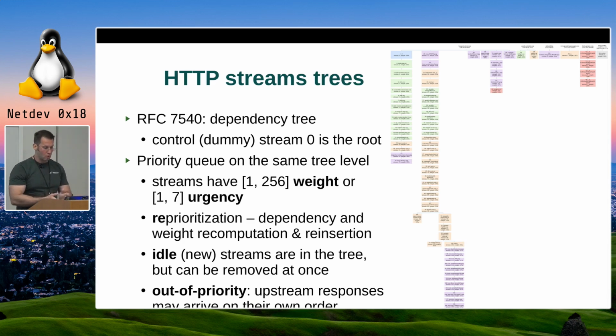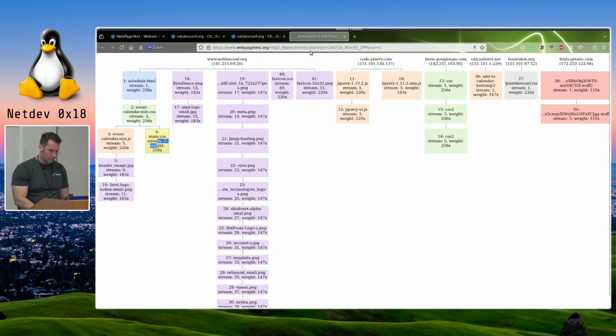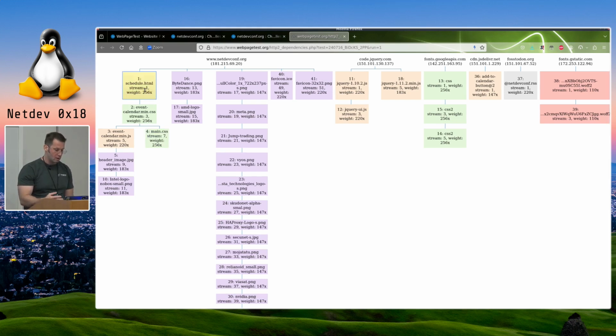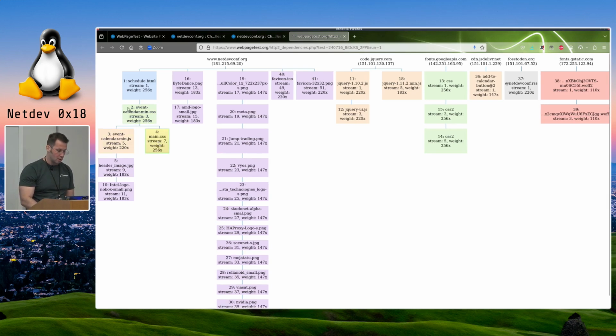And we started to work on 7540. The main feature of the RFC is the dependency tree. Let's have a look at what the dependency tree is. We can also observe the dependency tree in WebPageTest, and we see, for example, the stream for HTML, the stream for CSS. CSS depends on the HTML, a bunch of JavaScript and CSS depend on CSS, and so on. So this is the dependency tree. The streams below depend on the upstream ones.